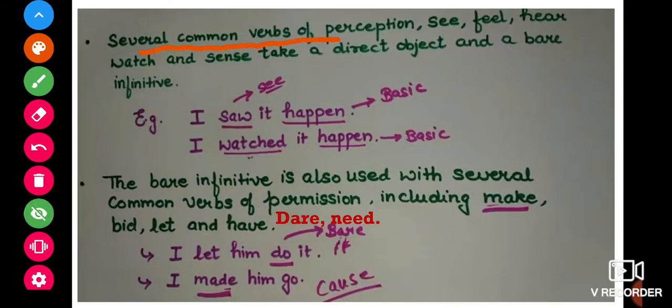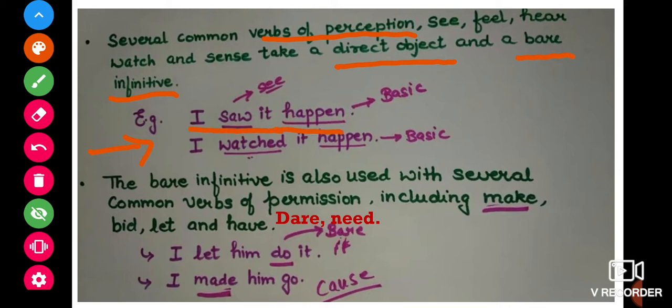Several common words of perception like see, feel, hear, watch and sense take a direct object and a bare infinitive. Words of perception means the words related to our five senses: see, feel, hear, watch, sense. These are the five senses which we possess. So in the case of verbs of perception, there is a direct object and a bare infinitive. Let us see this with the help of examples.